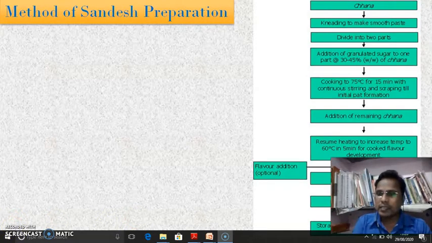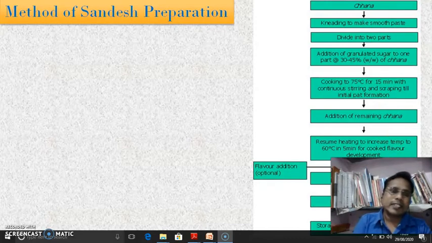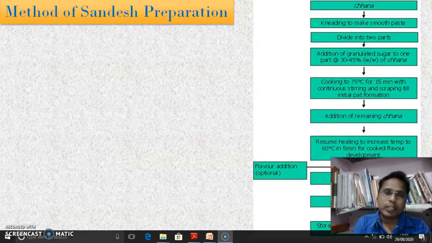When the mixture gets cold, then it is transferred to various molds, or various shapes are given to this mixture, and again it depends on the manufacturer which shape they want to give to the final product, and it is stored at refrigerator temperature. So whatever the final product obtained in that mold, that product is called sandesh. So in this way, sandesh is prepared.